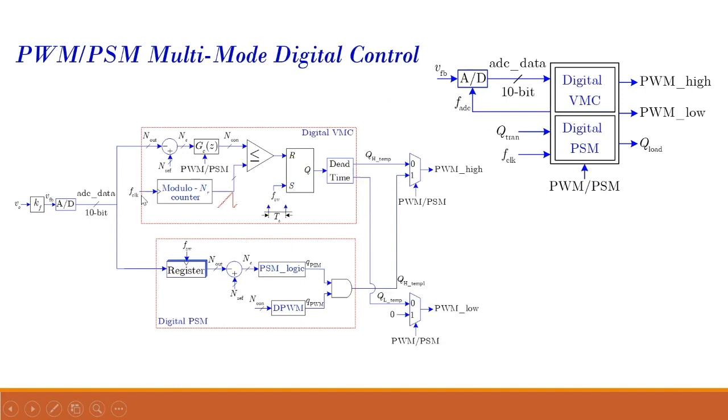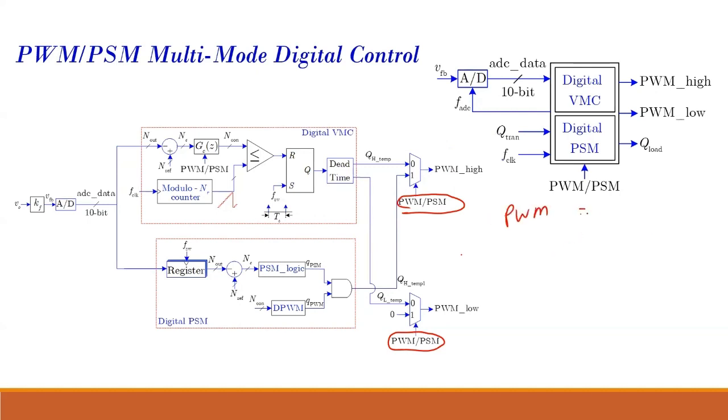So we have the output for digital voltage mode control, as well as the output for digital pulse skipping modulation. Both are generating certain gate signals. But which gate signal we choose depends upon this PWM/PSM select line. This select line will determine if we are taking PWM or PSM.